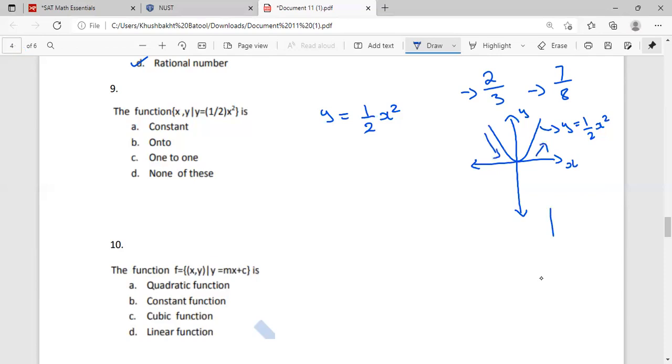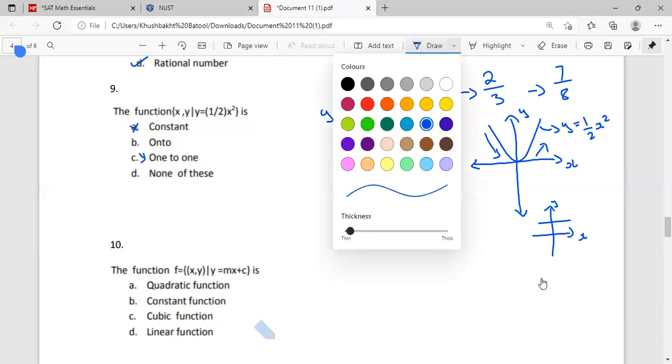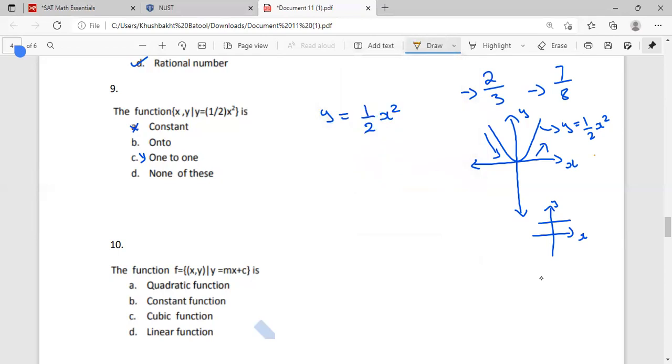Constant functions are of this type, right? These are constant functions, so this cannot be a constant function. Is it onto? We'll think about it. Is it one-to-one? We'll think about it. Again, none of these. Okay, let's talk about one-to-one first, because we have a clear-cut strategy. You need to apply two tests. The two tests are the horizontal line test and the vertical line test.